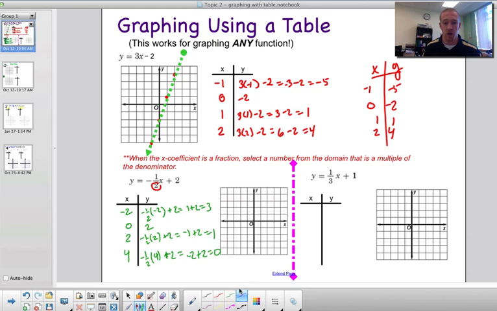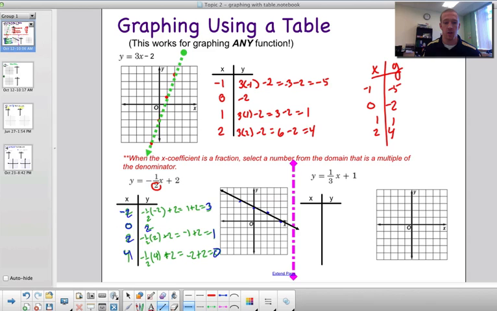So these are my 4 points that I can plot: (-2, 3), (0, 2), (2, 1), (4, 0). So I plot them. Alright, and then that's my line. My line goes through those points.